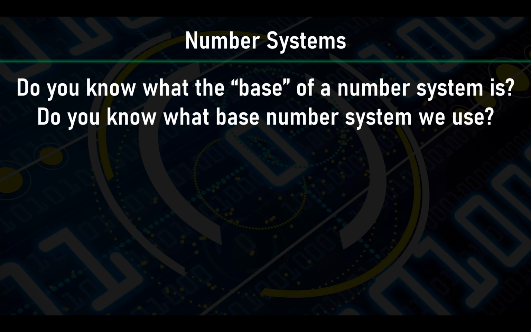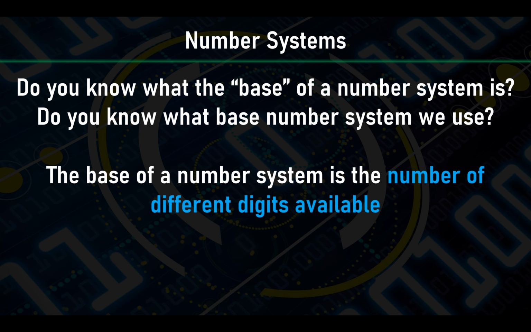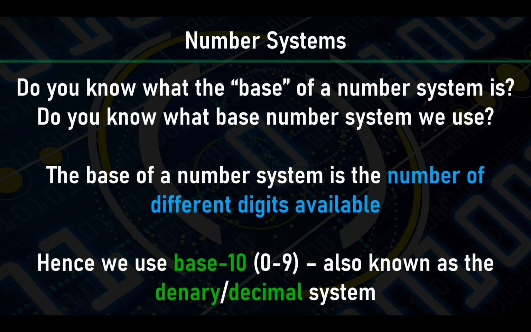So let's think, do you know what the base of a number system is? And do you know what base number system we use in regular day-to-day life? The base of a number system is the number of different digits available. So for example, we use base 10, and base 10 gives us the digits 0 to 9. This is also known as the denary or decimal system.